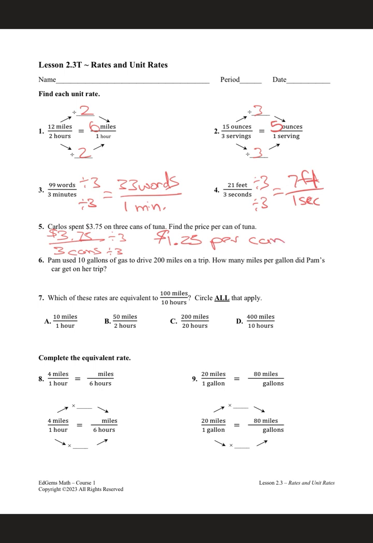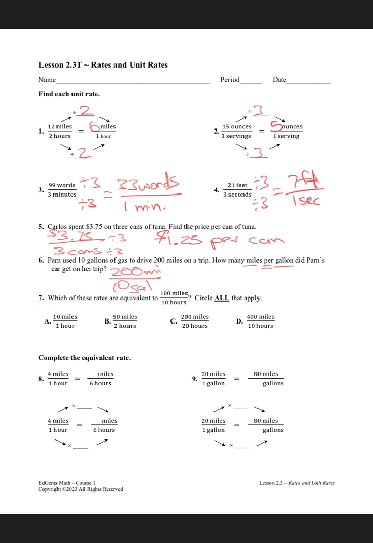Number 6, it says Pam used 10 gallons of gas to drive 200 miles, okay, on the trip. How many miles per gallon did Pam's car get on the trip? So in situations like this, the first unit that comes up is miles. So it's going to be 200 miles per gallon, so 10 gallons.